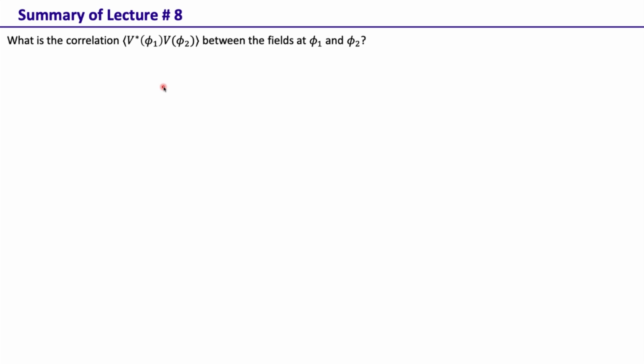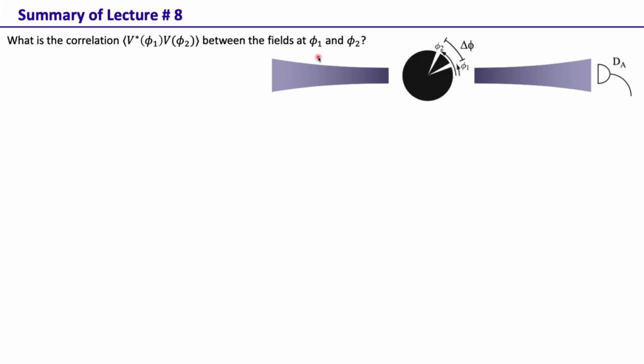the correlation between the fields at point, or rather angle, phi 1 and phi 2. The way to define this is, suppose we have an incoming field. We are interested only in looking at the field correlation at angular locations, and one way to define this angular location is by putting, let's say, an aperture in the form of a double angular slit. The angular position of the first slit is phi 1, angular position of the second slit is phi 2.